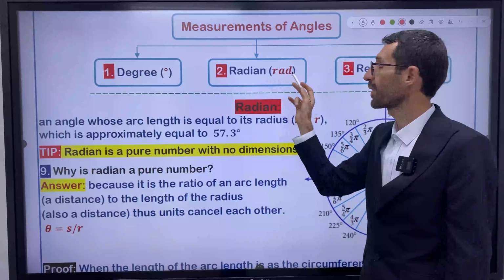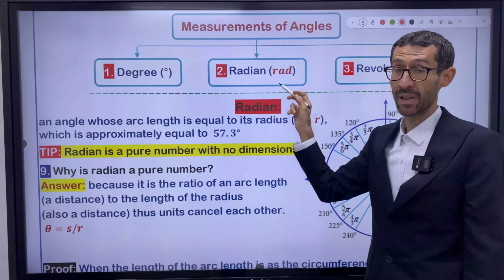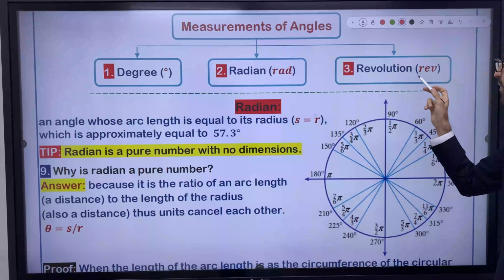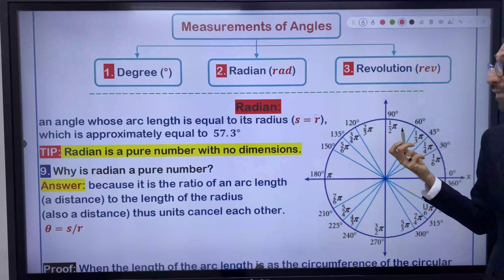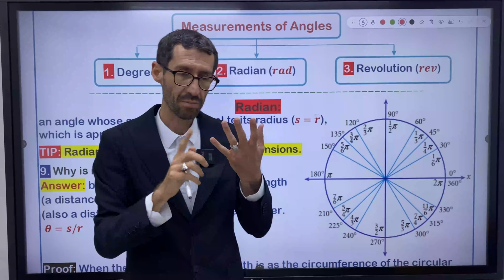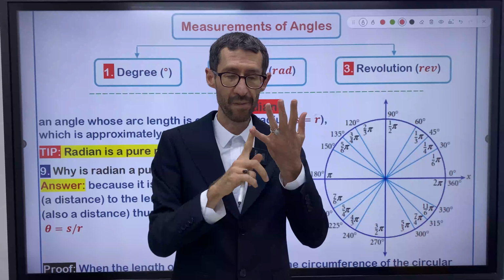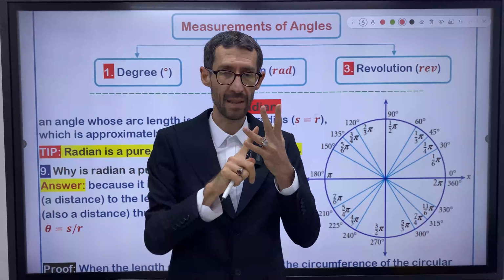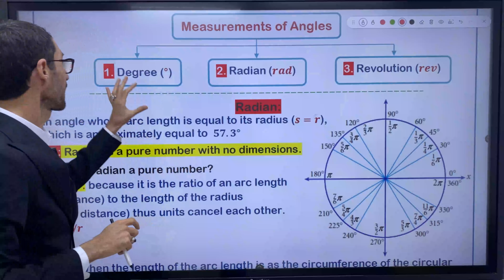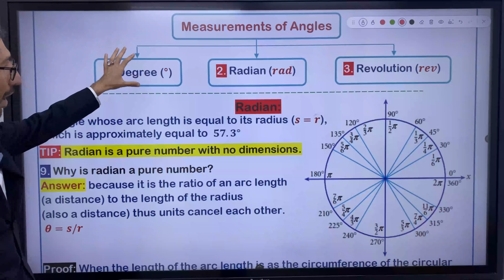The abbreviation of radian is rad. Read it, rad. The abbreviation of revolution is rev. Read it, rev. So we have three things: degree, rad, or rev. Degree is the old one, and it's very common for us.